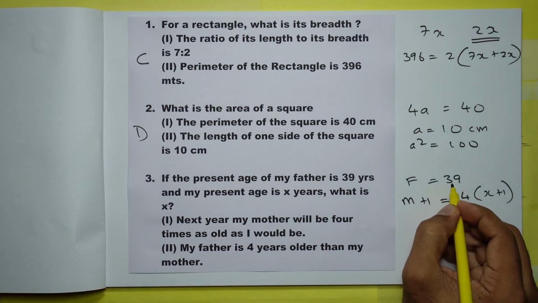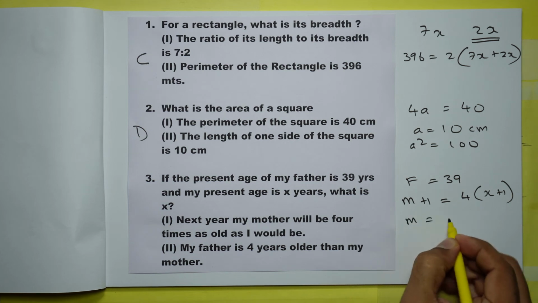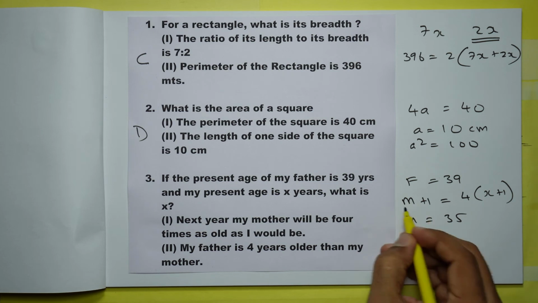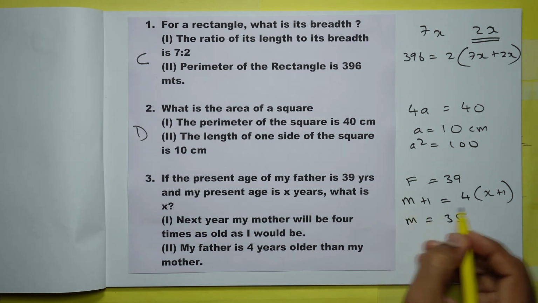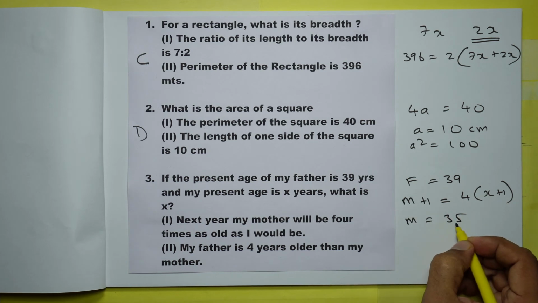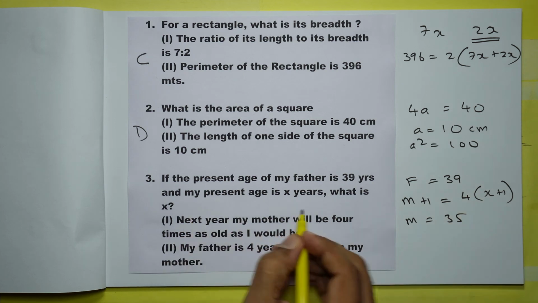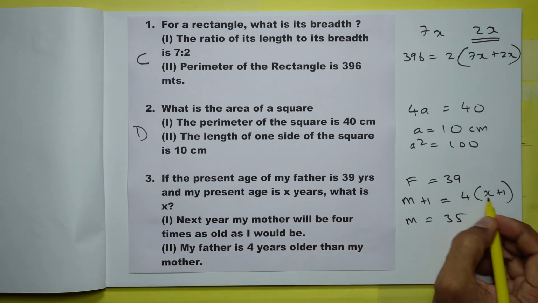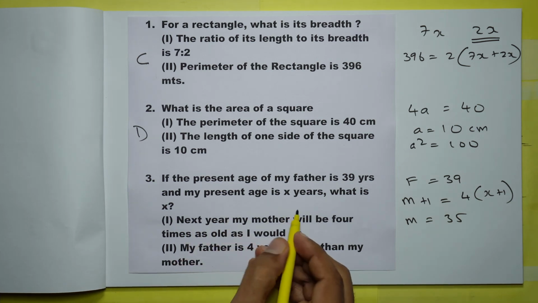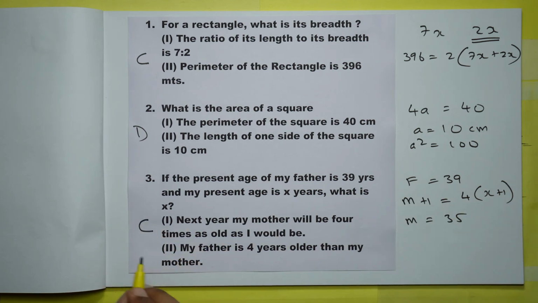Now the second statement says my father is 4 years older than my mother. Father is 39 and he is 4 years older than my mother, which means that m you will get as 35. So if you substitute m is 35 here, 35 plus 1, 36 is equal to 4 times (x plus 1). From this equation you will get the exact value of x, and x is my age. With both the statements, you will get the exact value of x. Hence, both the statements are necessary. Option C is the right answer.